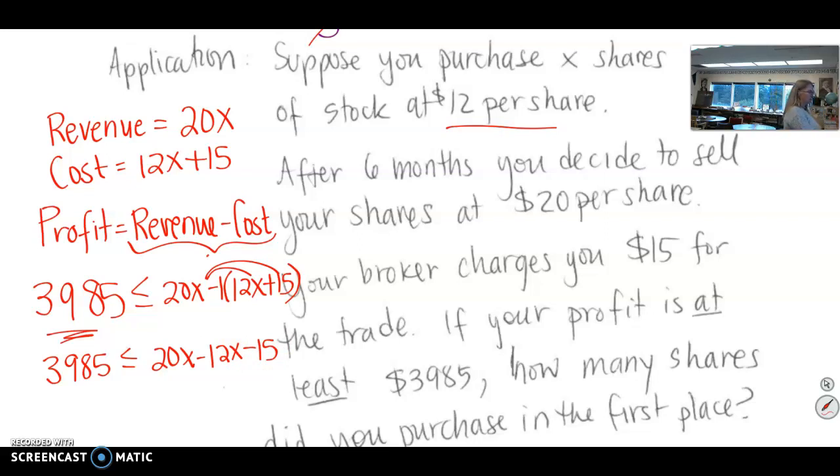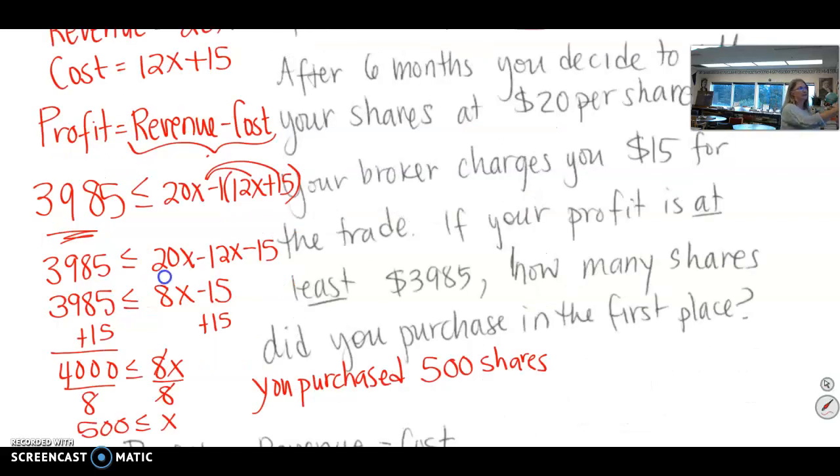And so then if we continue solving this, you solve it and check your work. So we combine our like terms after we distribute that negative. 20 minus 12 is 8x, minus 15, we add 15 to both sides, and you get 4,000 is less than or equal to 8x. Divide by 8, and x is greater than or equal to 500. You purchased at least 500 shares. If you purchase more than that, then you could make more. We want to figure out how much it would take to make at least that much. So x has to be 500 shares or more. All right, that is 9.1.